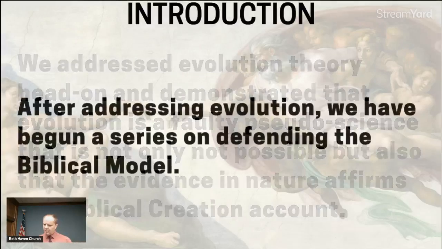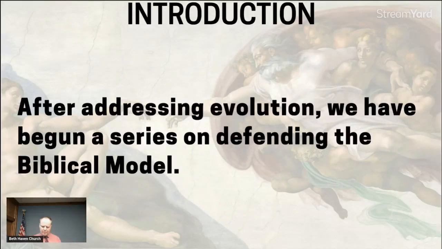After addressing evolution, we've begun a series on defending the biblical model, looking at what the Bible says, not from a defensive standpoint, but from an offensive standpoint. Here's what the Bible says, and we have evidence within creation that defends it. We've gone all the way through the flood and looked at how what we've seen in our world is defendable by what the Bible has said about our history, the pre-flood world, as well as within the flood itself, and how that explains what we see in the earth today. Canyons and mountains and oceans and rivers and the actual seismic activity to the weather patterns are all due to a cataclysmic event that happened 4,500 years ago.